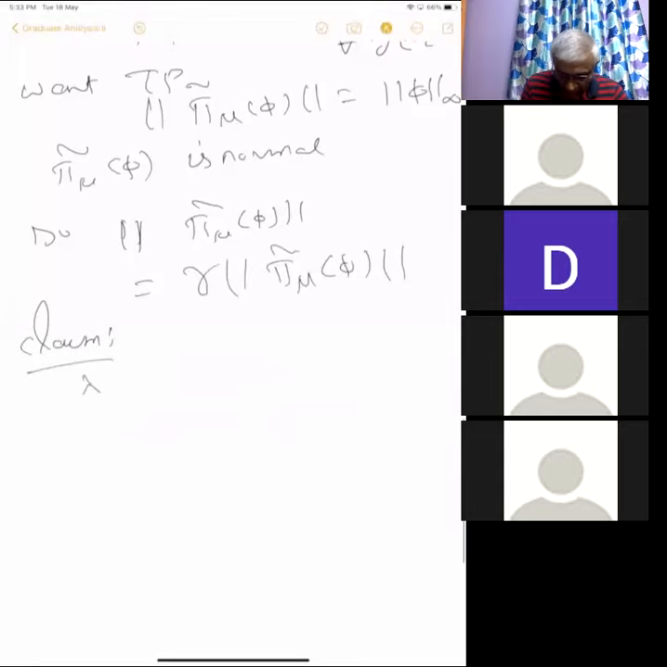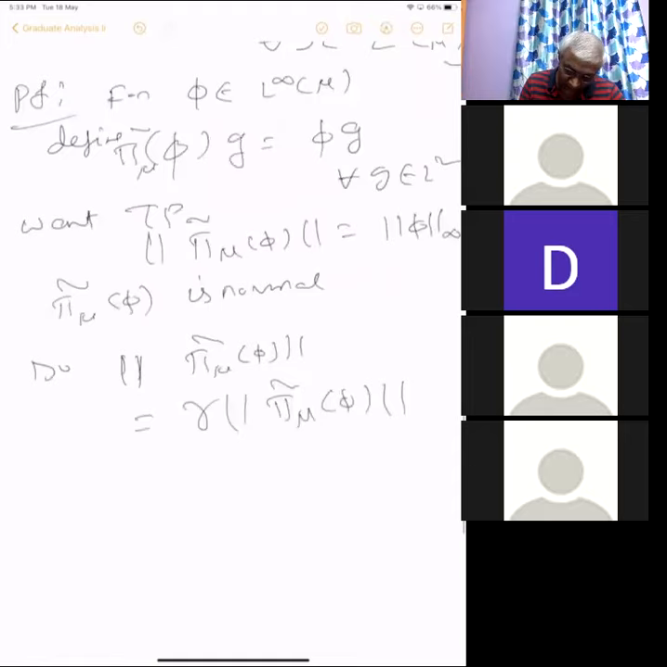Lambda. So we want to calculate the supremum of this. So how do we say that? We want to prove this. To prove this, it is enough to prove... I mean, we want to prove this: the norm of pi mu phi is the same as the L infinity norm of phi.